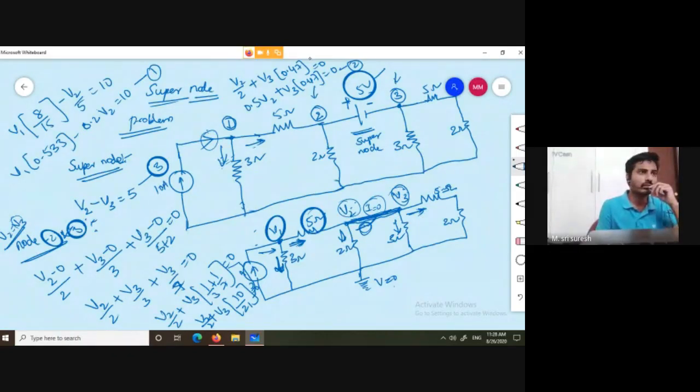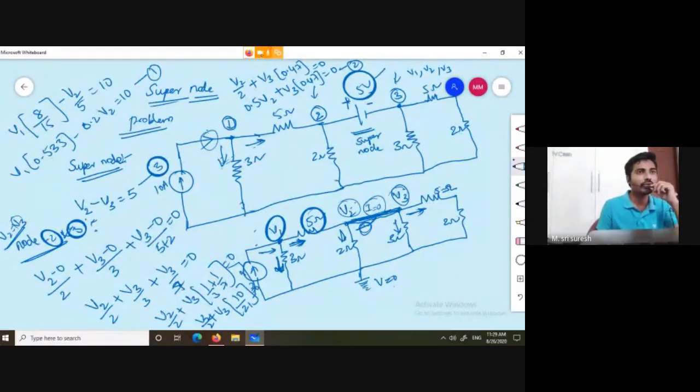This is in terms of V1 and V2. And this is in terms of V2 and V3, the super node equation. And this is the second equation, nothing but 0.5 V2 plus 0.47 V3 is equals to 0. By using a calculator, we can easily solve these three equations. So now tell me the value of V1, V2, and V3 by using calculator.